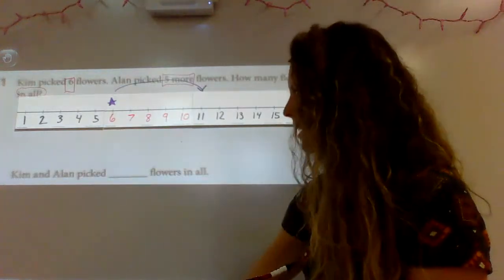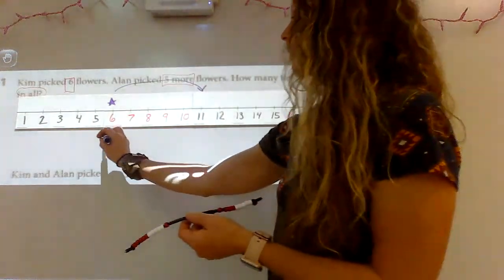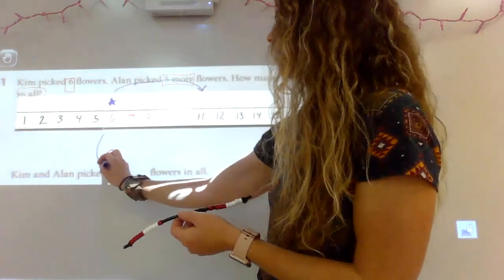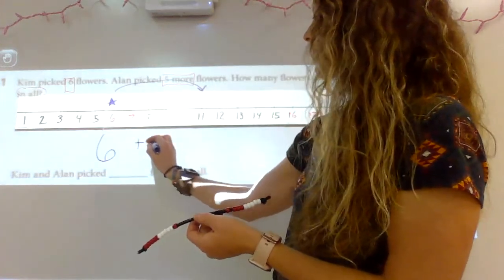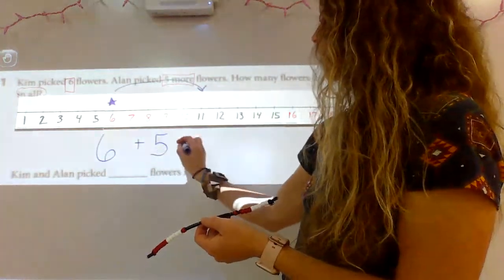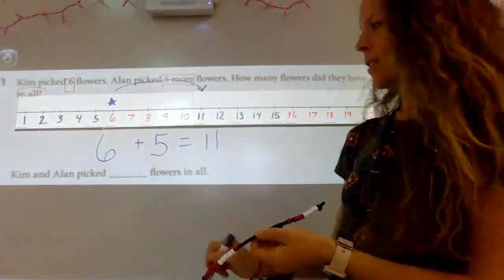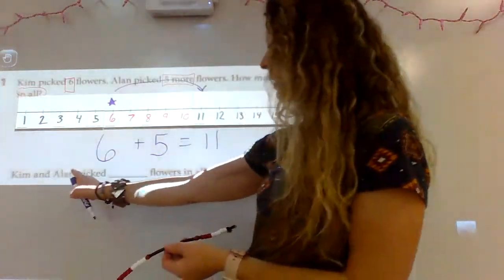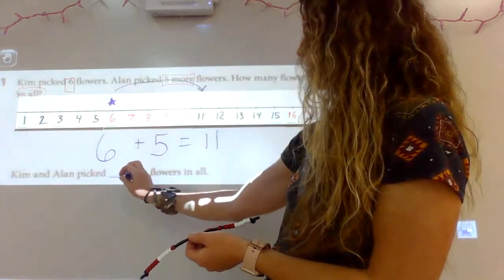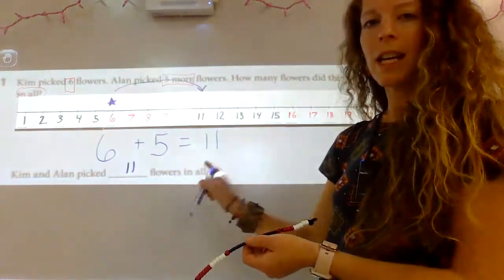So if I were to write that equation out, it would look like this. 6 plus 5 equals 11. And the answer goes down here. Kim and Alan picked 11 flowers in all.